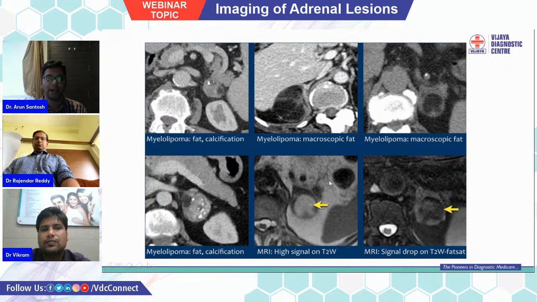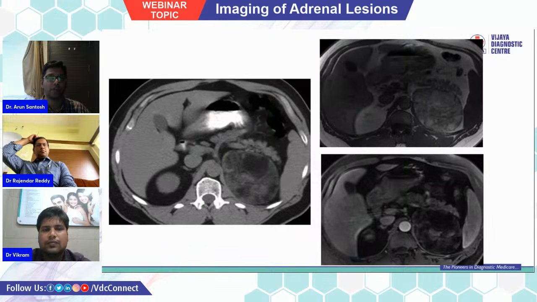And on the MR images, here we can see a T2 image where there is a hyperintense area within the lesion. And on T2 fat-set, as we can see, the fat has suppressed here. Even the lesion is showing suppression. This suggests there is significant macroscopic fat, and this feature again favors a myelolipoma.